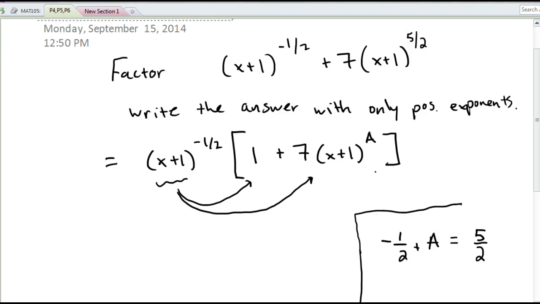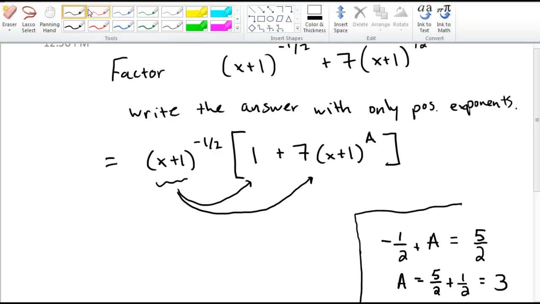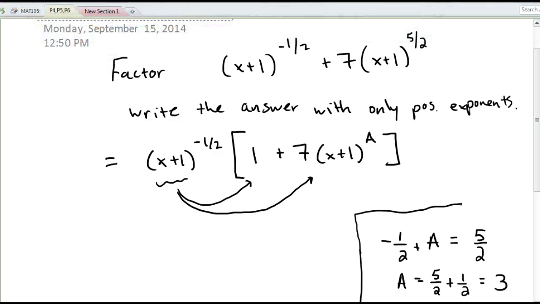And then we just solve for A, and we replace that placeholder with the number it ought to be. So add 1/2 to both sides, and you'll end up getting A equals 5/2 plus 1/2, which equals 6/2, or 3. So we can come back up here, erase the A that we had, and then go back and just replace that with the power of 3. And so now we've got our factorization.